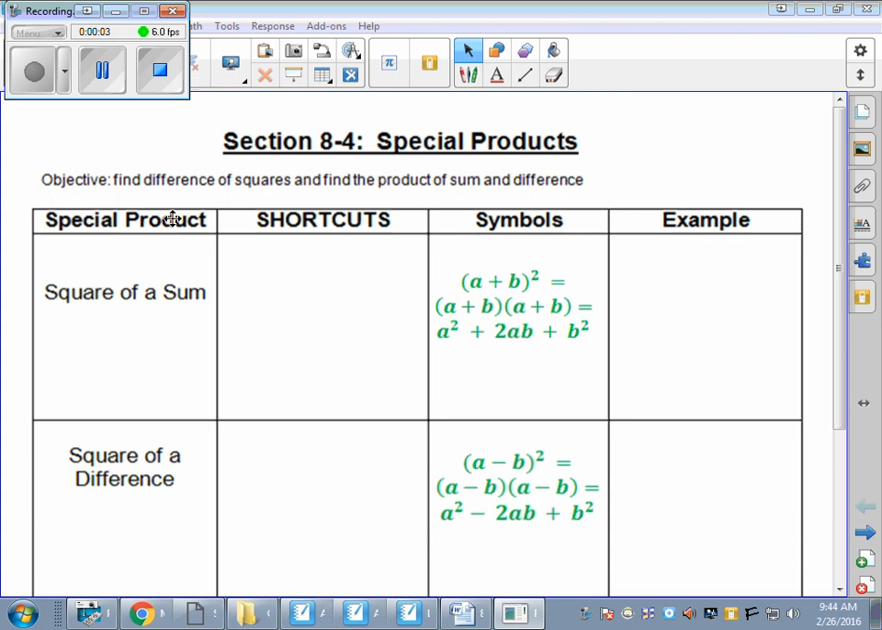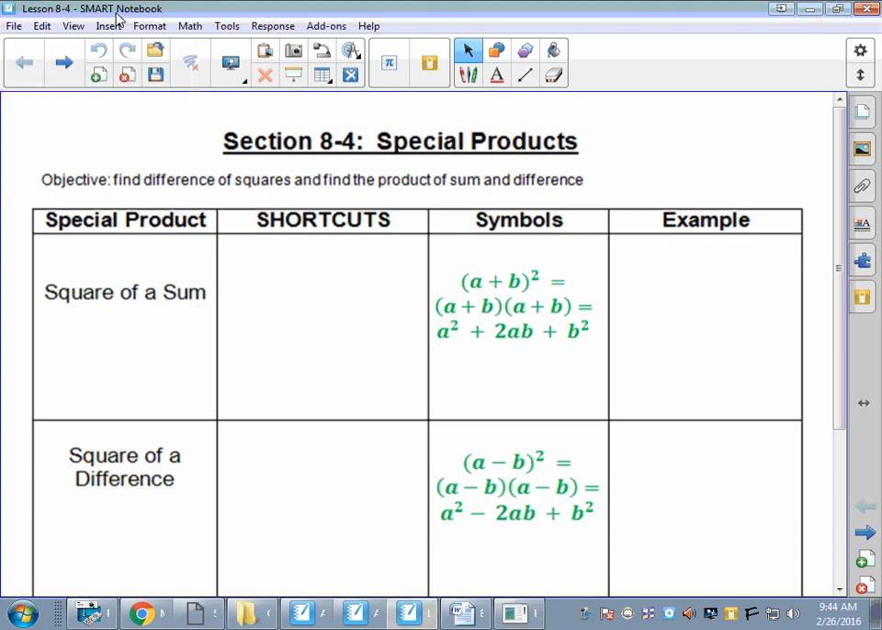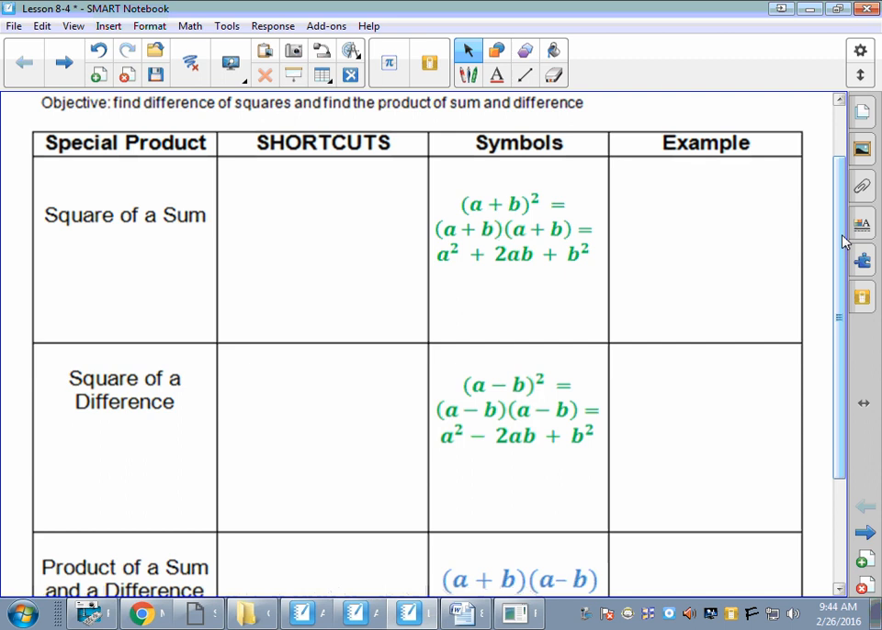Welcome to lesson 8-4. Last one before we have our mid-chapter test. This is nothing more than a shortcut section. So if you don't memorize or if you can't remember, this is all shortcuts. So I'm going to tell you to go through and write these out the long way. So it's special things, special products.